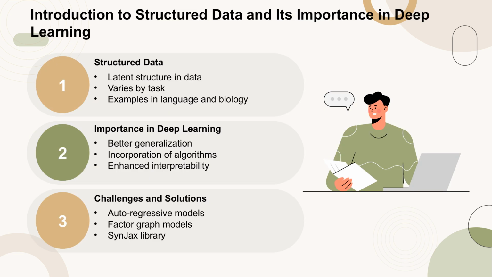In many domains, data exhibits a latent structure that explains how its parts fit into a larger whole. This structure varies depending on the task and can be observed in natural language and biological data. Incorporating this structure into deep learning models can lead to better generalization, the ability to incorporate problem-specific algorithms, and improved interpretability. While autoregressive models are commonly used, they face challenges in inference tasks. Factor graph models offer an alternative that can efficiently compute inference tasks. The SynJax library addresses the lack of ergonomic libraries for structured distributions, providing easy-to-use structure primitives within the JAX framework.